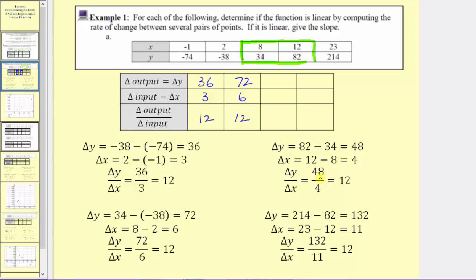And I've already shown this here. Notice how the change of y is 48, change of x is 4, the rate of change is 12. And then finally for the last column, we'll use these 2 points, or these 2 ordered pairs. Again, it's already here. The change of y is equal to 132. Change of x is equal to 11. The rate of change is equal to 132 divided by 11, which is 12.